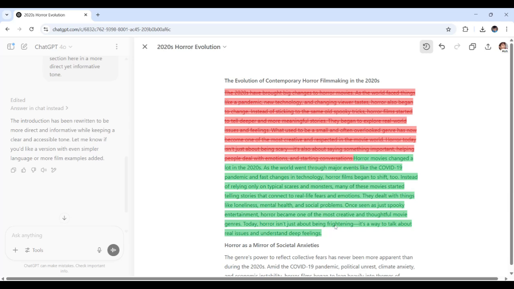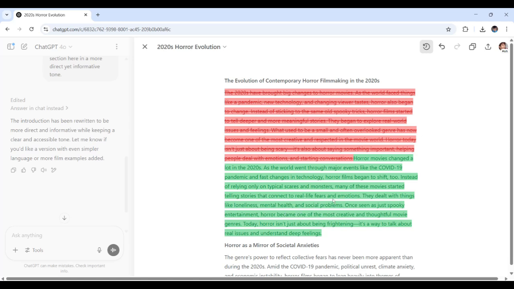With the more direct and informative, horror movies changed a lot in the 2020s as the world went through major events like that disease, pandemic, and fast changes in technology. Horror films began to shift too. Instead of relying only on typical scares and monsters, many of these movies started telling stories that connect to real life fears and emotions. So they dealt with things like loneliness, mental health, and social problems.